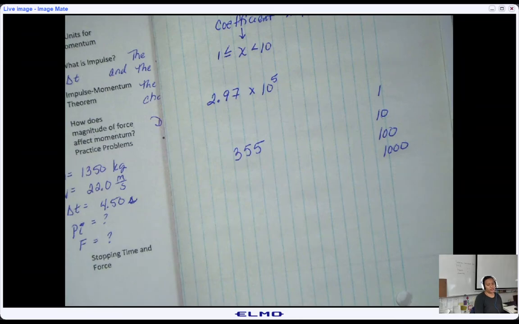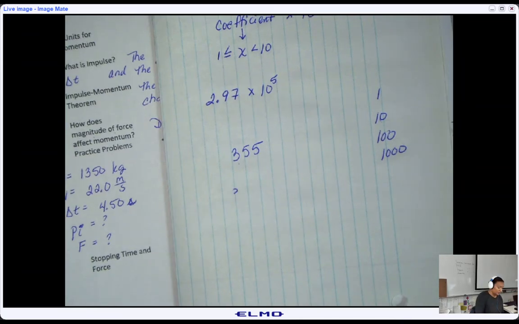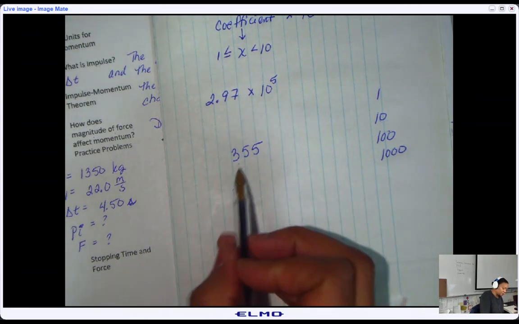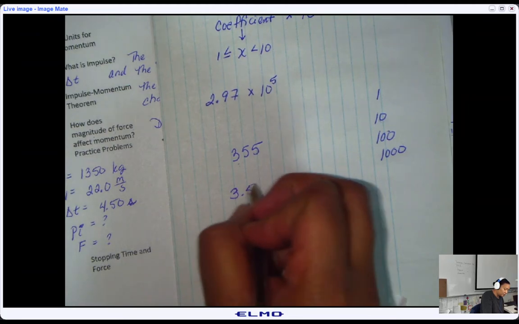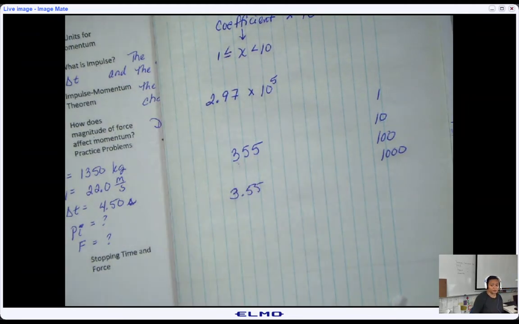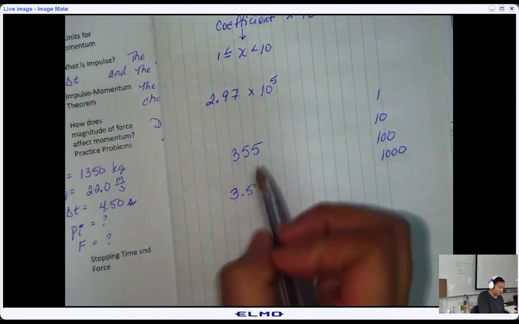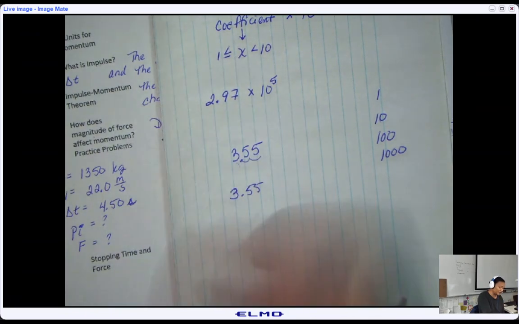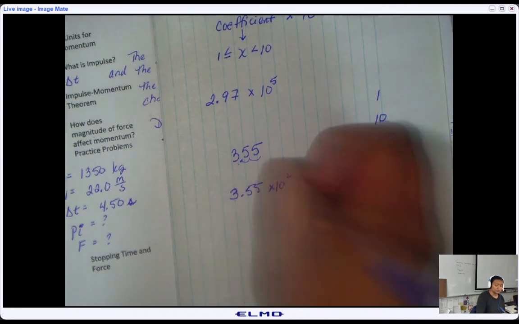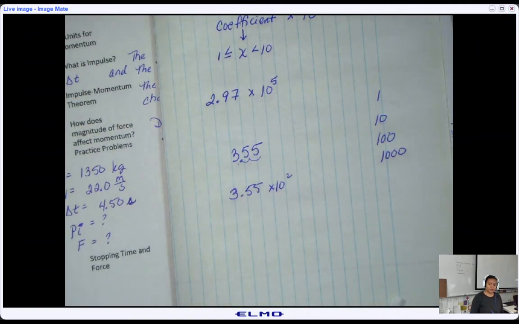Put it in the chat, please. To make this between 1 and 10, the decimal would have to be between the 3 and the 5. Then you have to move your decimal 2 places to the right, multiply it by 10 twice. Okay, good. 3.55 times 10 to the second.